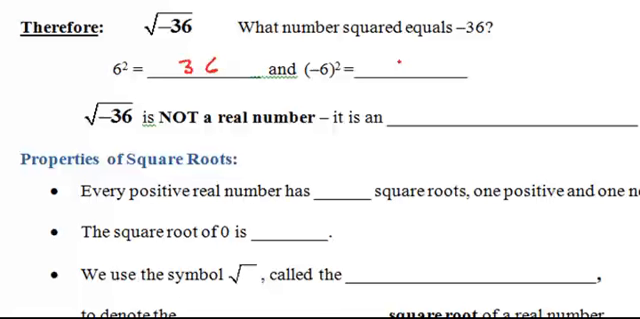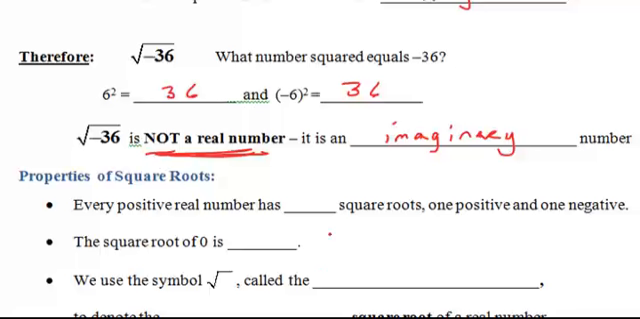Okay, so let's look at some more properties of square roots. Every positive real number has how many square roots? Well, 2. 1 positive and 1 negative. The square root of 0 is, well, 0 squared is 0, so the square root of 0 is 0.